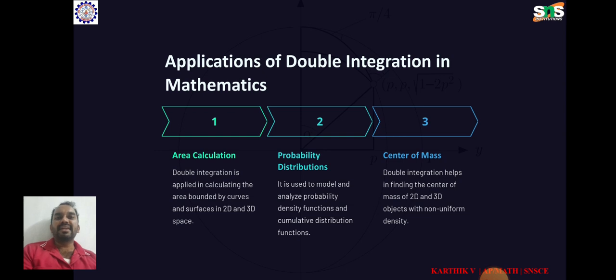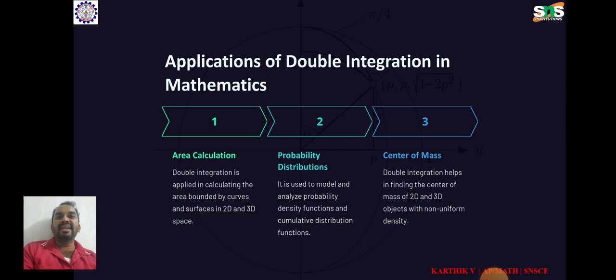Applications of double integration in mathematics. Find area and volume. Double integration is commonly used to find the area of regions bounded by curves in the plane and the volume of solids and surfaces in three-dimensional space. Probability and statistics. In probability theory, double integration is used to calculate joint probabilities and expected values for continuous random variables. It is also employed in statistics for computing multivariate probability.